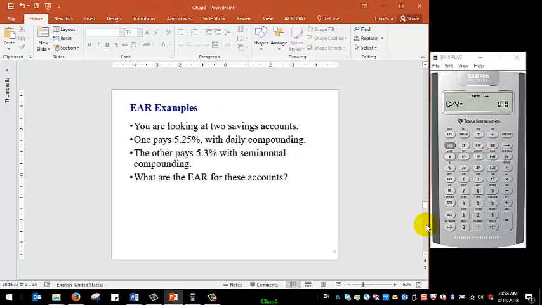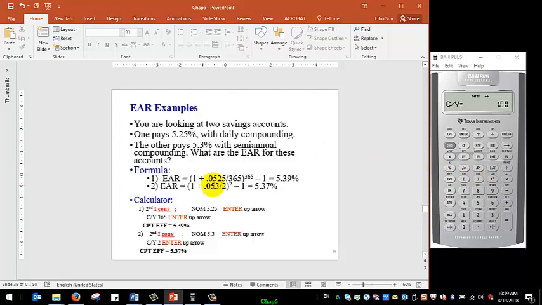Let's see if a bank has two APRs. One is 5.25 daily compounding, the other is 5.3 semi-annual compounding. So we want to compare which one actually is better, which one is higher. So we need to convert to EAR for us to compare on the same ground. Okay, so this is the formula approach. For the calculator, let's try the first one.